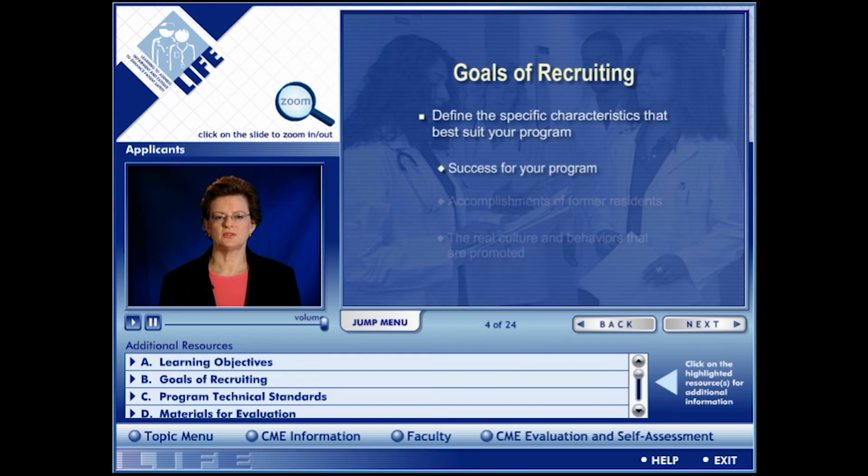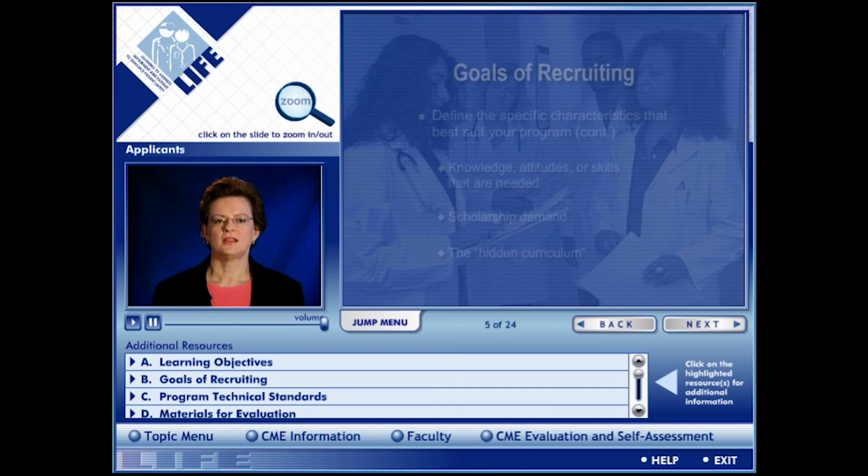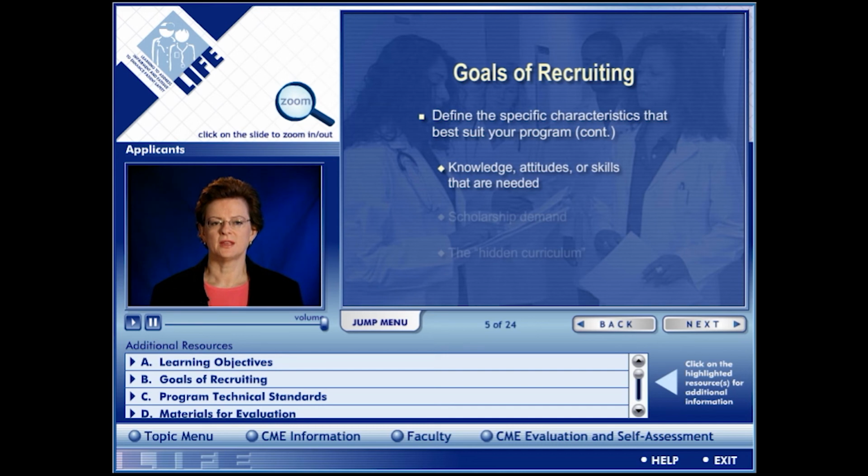Questions that may help you define these include: how does your program define success? What were the accomplishments of former residents that hold the most value for your department or program? What is the real culture within your department or program, and what does it take to survive and thrive? What behaviors are your curricula designed to promote? What knowledge, attitudes, or skills do residents specifically need to be able to enter your program? What is the scholarship demand in terms of research and paper presentations?